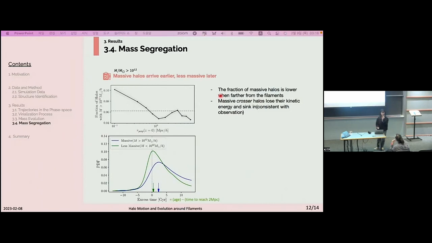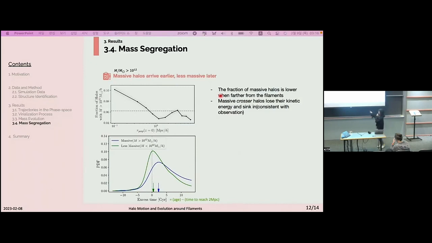The first thing would be a Kaiser bias. Maybe massive halos have formed closer to the filaments, but we have seen that the Kaiser bias is not the main reason for this mass segregation. So the second thing we thought of is maybe these massive halos have more time to sink into the filaments because they have arrived at the filaments earlier.